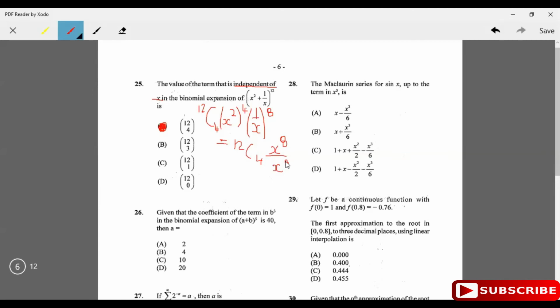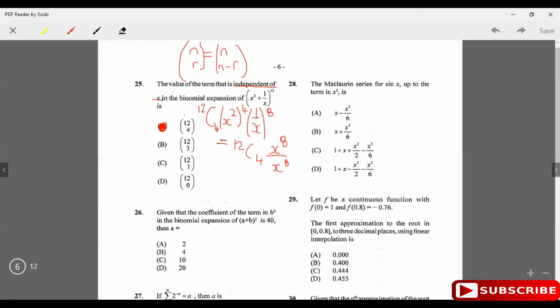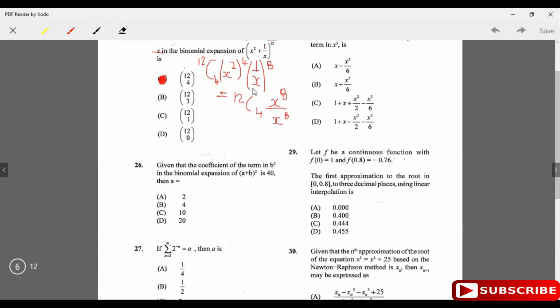You're going to have 12 choose 8, but remember we discussed last week that 12 choose 8 is also equal to 12 choose 4, because we use the formula that tells us that n choose r is equal to n choose n minus r. We just didn't want to get into this question again because we've been doing this question too many times. They repeat it so much, I guarantee that it's going to come this year. I would bet on this question coming.